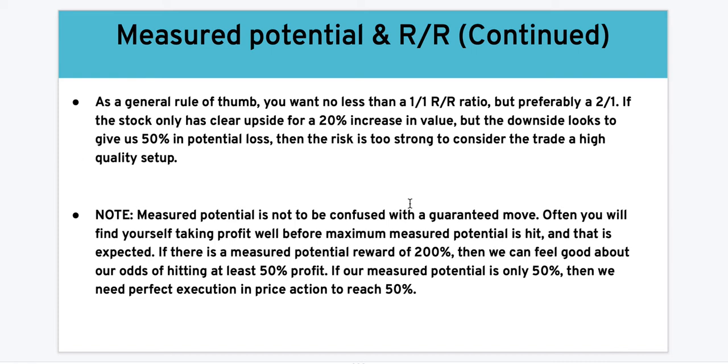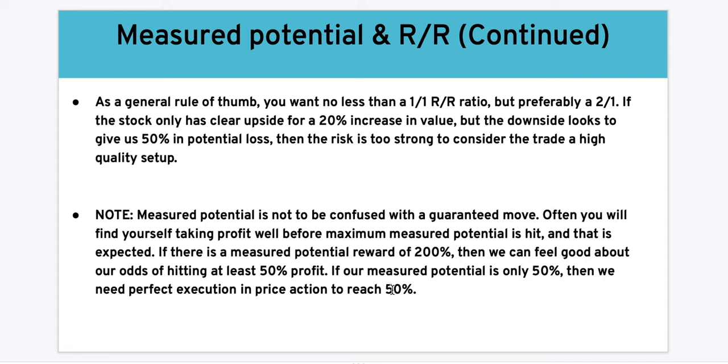The risk is way too high on this trade because even if it does work out, we're risking 50%. So let's say we paid $500. Our potential reward is $100, but our potential risk is $250. That means I'm risking $250 to make $100. Those are horrible odds, and I don't like that ratio at all. I'm never going to consider that trade.